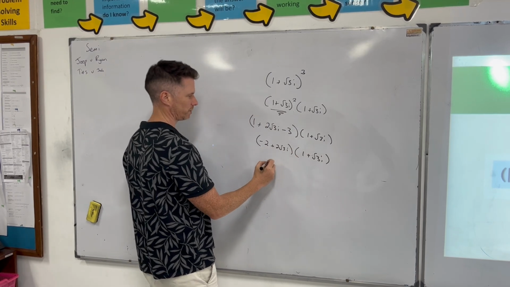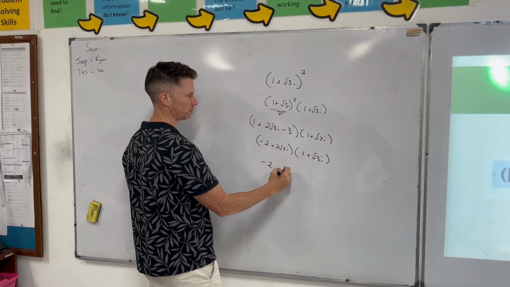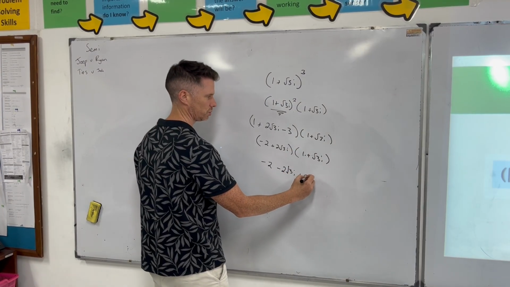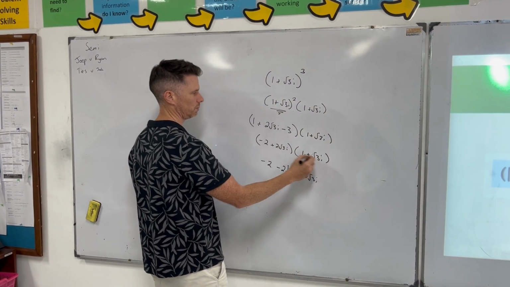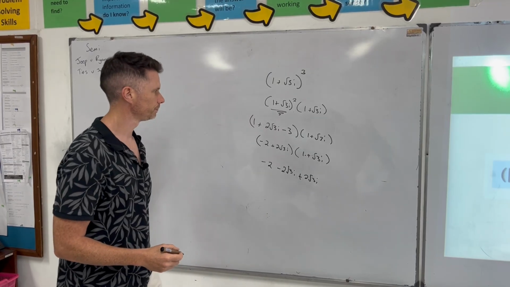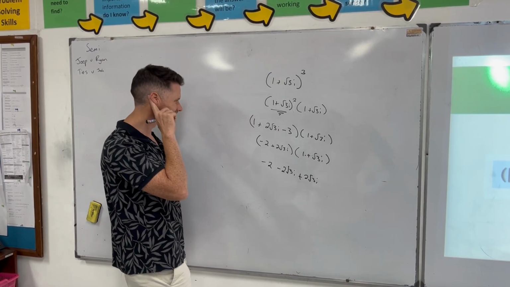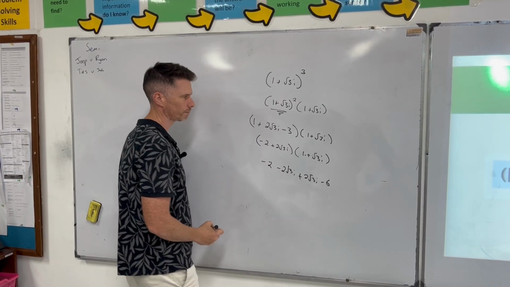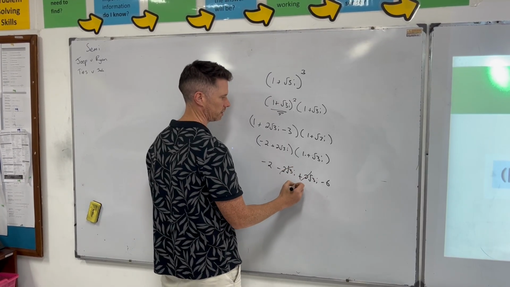So what do we get? Well, start with minus 2, then minus 2 root 3i, these two, then plus 2 root 3i. And then what are these two together? Minus 6. So these cancel, and we're left with negative 8.